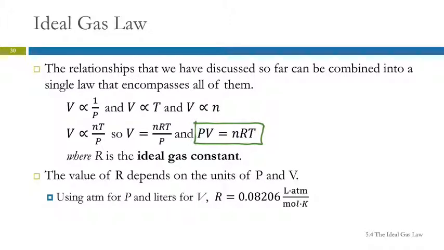This is known as the ideal gas law. It's an important gas law. The R in this equation is called the ideal gas constant, and it can be expressed in different units depending on what units are used for the temperature and the pressure. So using atmospheres for pressure and liters for volume, we get R is equal to 0.08206 liters times atmospheres divided by mole times Kelvin. And yeah, those are really messy units, but those are the units of the other variables in the equation, and so then all the units cancel out.